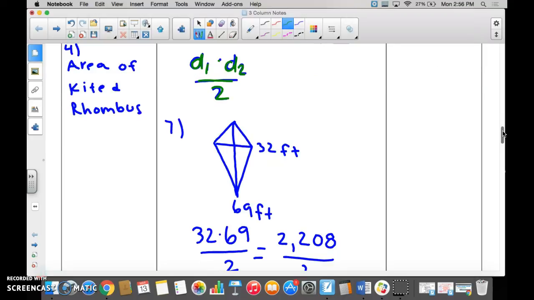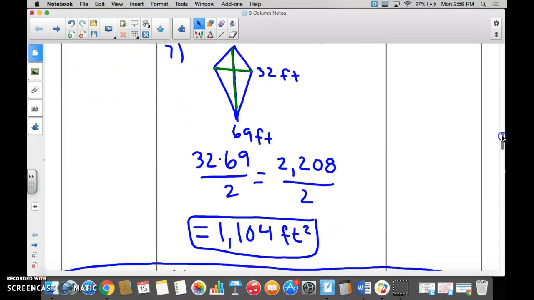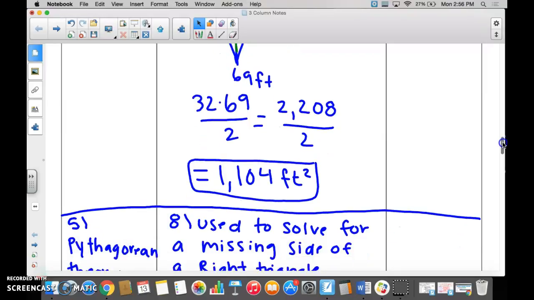All right, here are our diagonals. And we said that our diagonals were 32 feet right up here, and 69 feet. We said, wow, that'd be a huge kite if you were actually outside flying it. You would probably fly away. But as you scroll through the video, you can see how you solved for that.